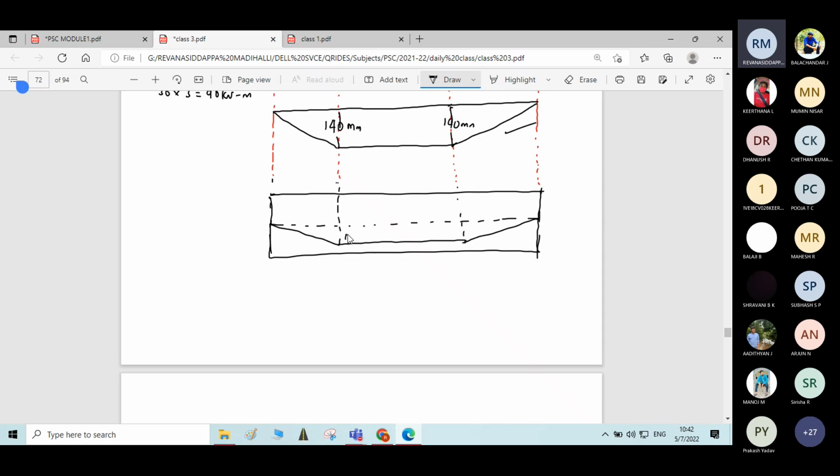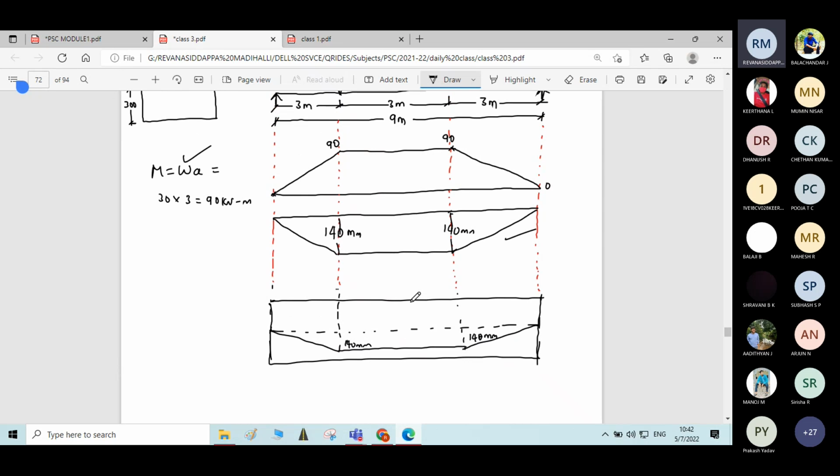On 40 mm, 140 mm. So this is what the cable profile should be provided to counteract the moment due to external load.